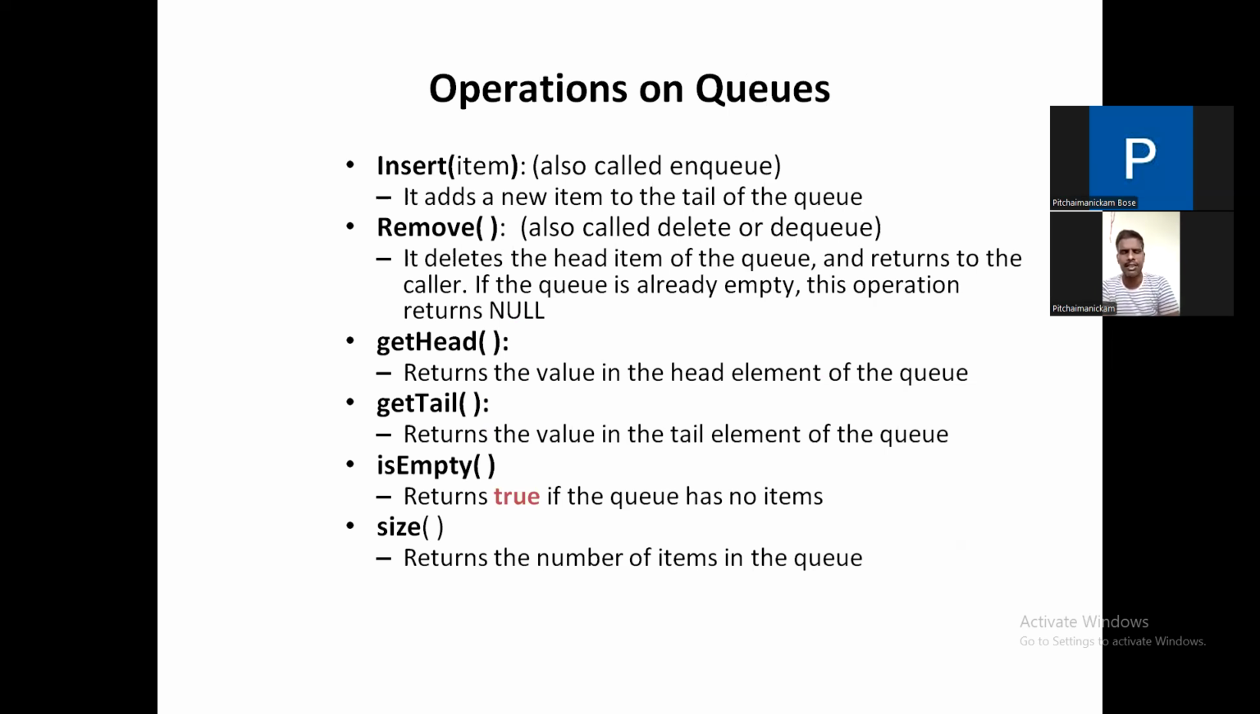The third one is get head. It returns the value of the head element of the queue. And get tail returns the value of the tail element of the queue. Another is is empty. It returns true if the queue is empty, and is full checks whether the queue is full.